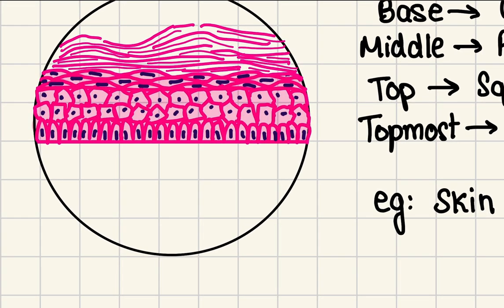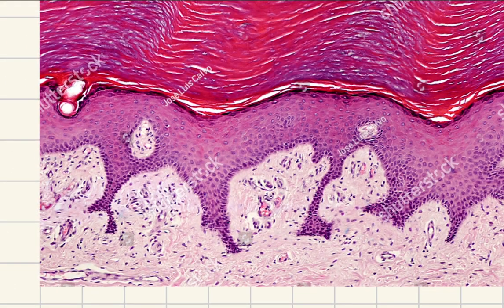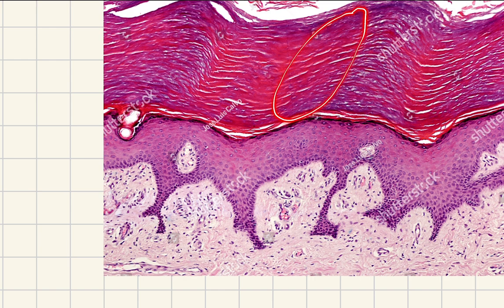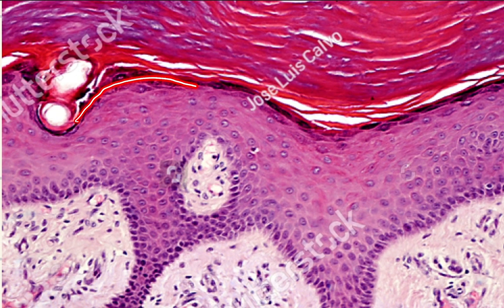This is a slide of the skin. You can see a thick layer of keratin over here. If I zoom in a little, you can see squamous cells, and below that you can see polyhedral cells, and below that you can see columnar cells.